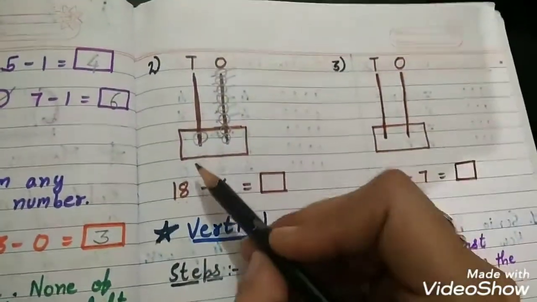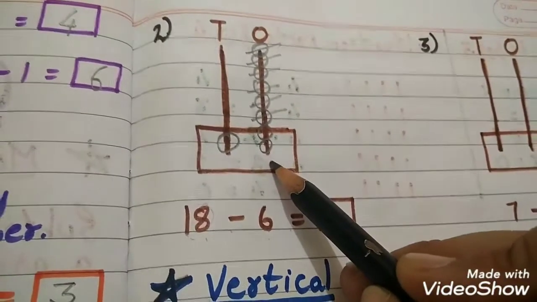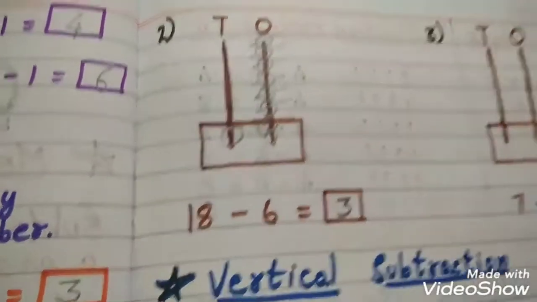Now let's count how many left. 1, 2 and 3. How many left? 3. So 18 minus 6 is 3.